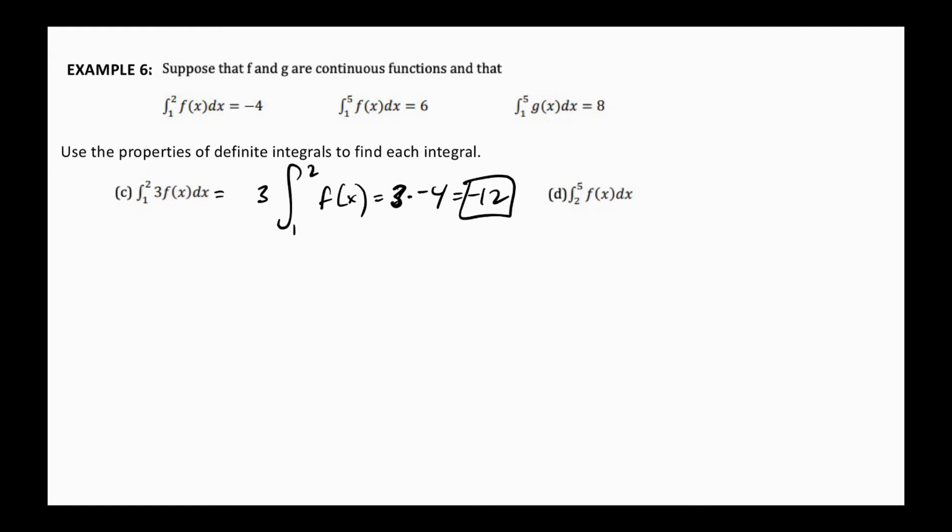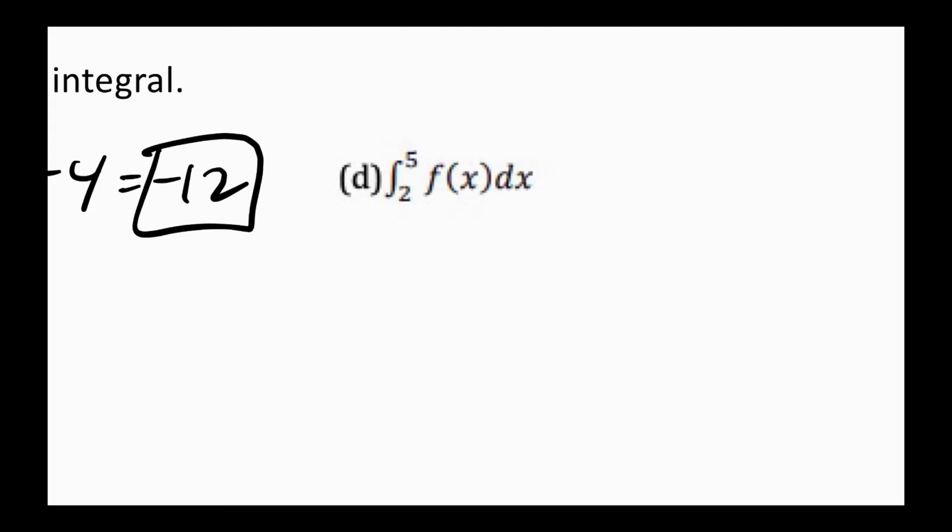D I didn't touch because D, you can figure it out, but how do I say this? It's not as cut and dry as the rest, right? 2 to 5 for f of x. Well, first of all, I don't have a 2 to 5. I have 1 to 2 for f of x. I have 1 to 5 for f of x. And I have 1 to 5 for g of x. So obviously I'm not going to need g, because we're only focused on f, right? So what do I use? I am definitely going to use one of the properties.